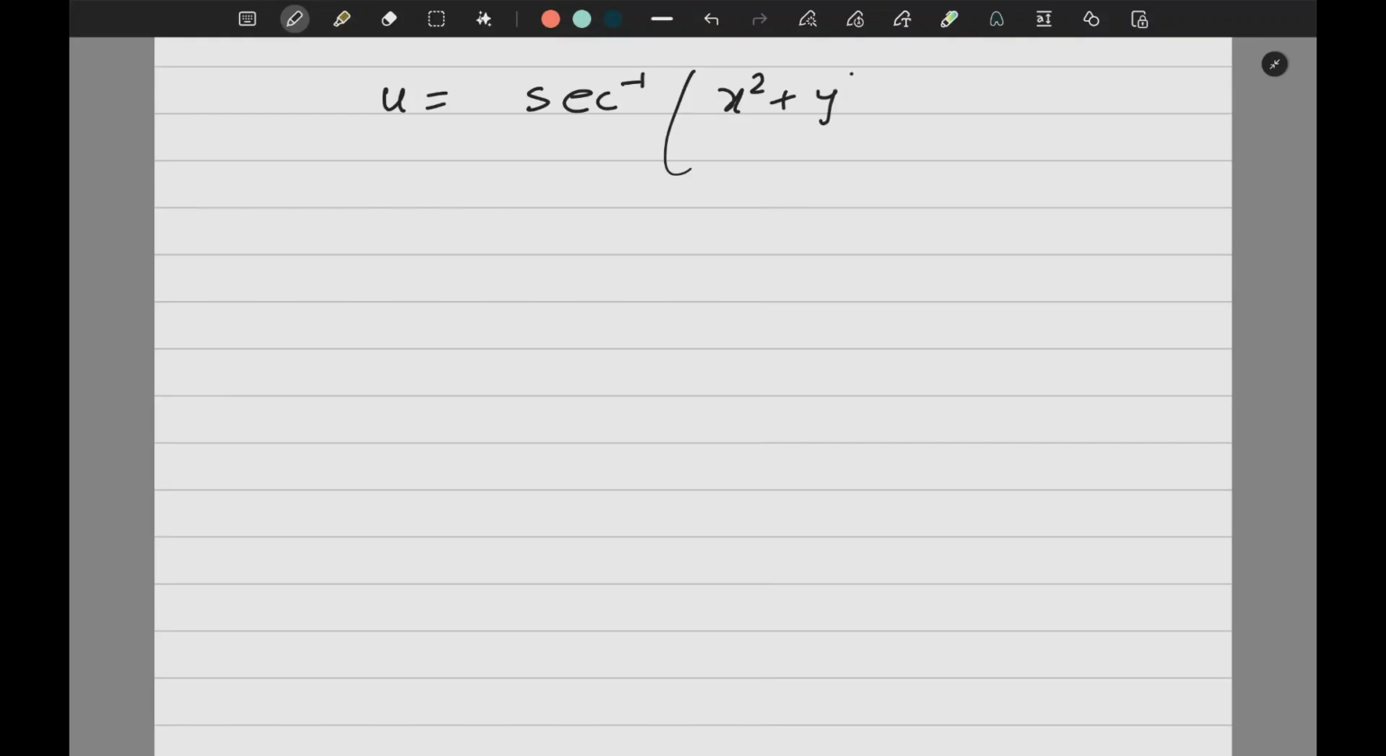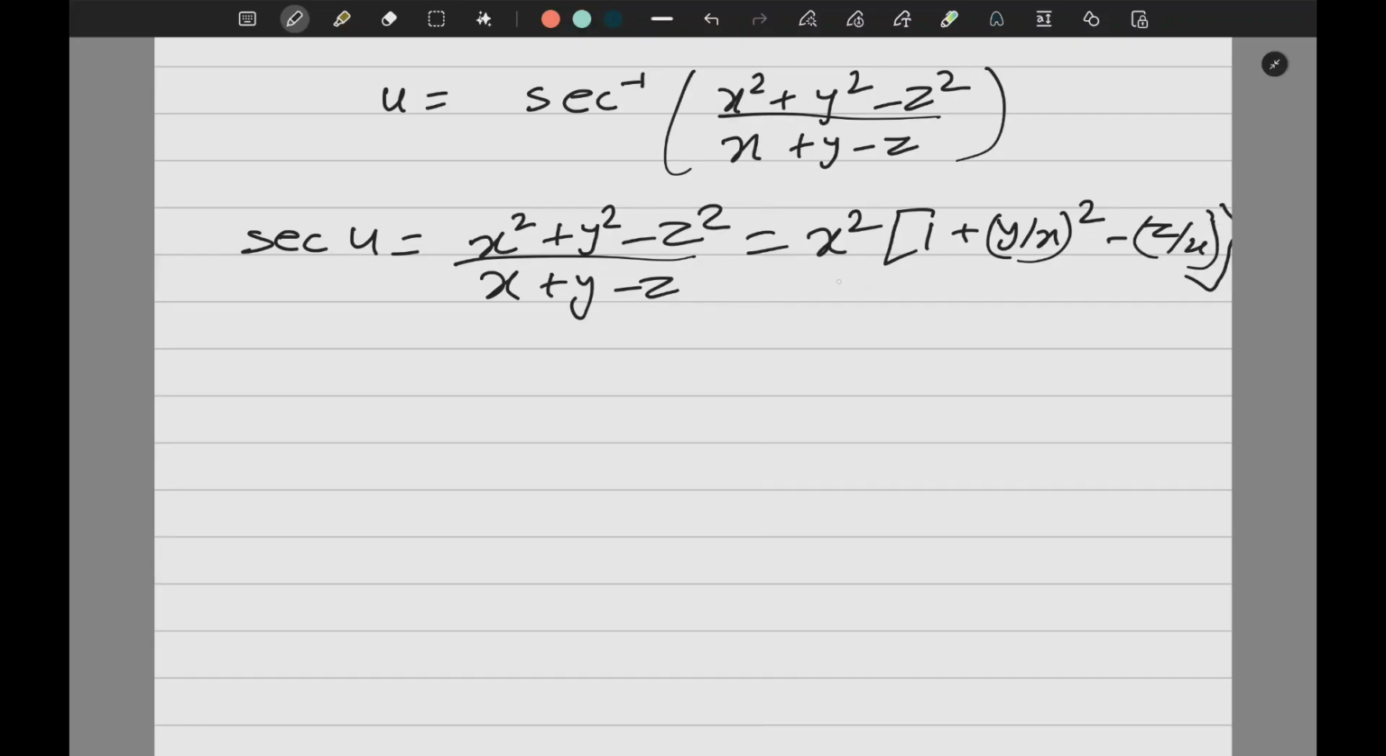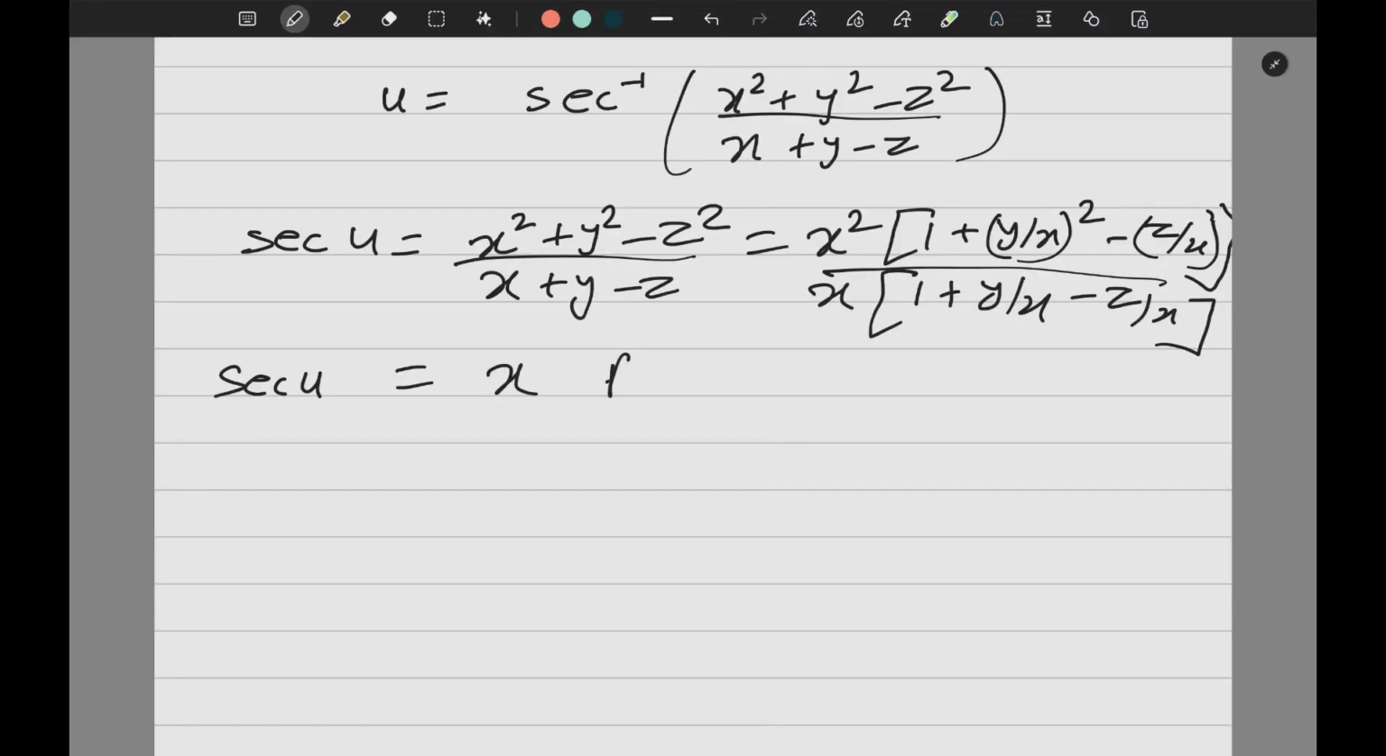x square plus y square minus z square upon x plus y minus z. Okay. So now what I'll do, sec u is equal to x square if I take common, or let me write it first so that you should not get confused. Now what is common here? x square common, 1 plus (y by x) whole square minus (z by x) whole square, upon x common, 1 plus y by x minus z by x. Correct? So sec u is equal to x times a function of y by x comma z by x.